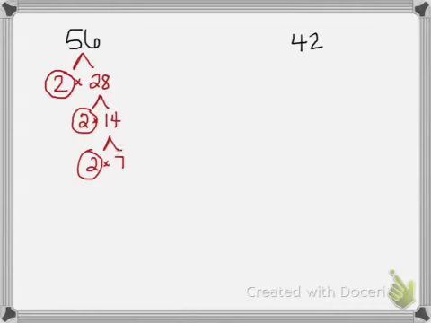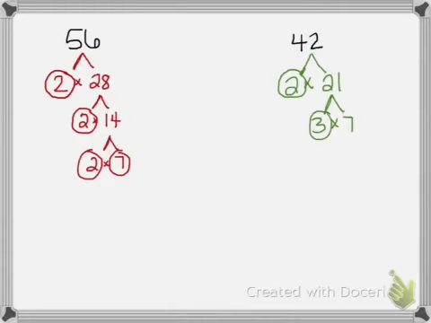So step 1 was to factor 56. Now I'm going to factor 42. Again, I can use the factors 2 times 21. 2 is prime, and 21 is 3 times 7, and both of those are prime.